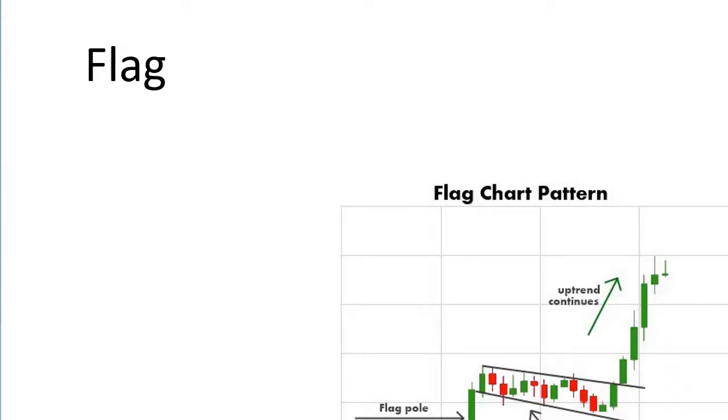Me personally, I just like to see a long pole, something that's really distinguishable. Because with flagpoles, they can break out in both directions, either upward or downwards. So it's a little bit harder to determine, depending on your preference. But to me, it usually depends on the initial price change. That kind of defines the flagpole.